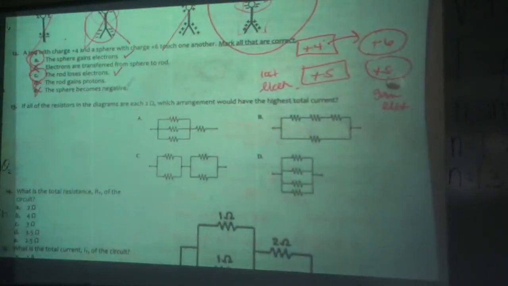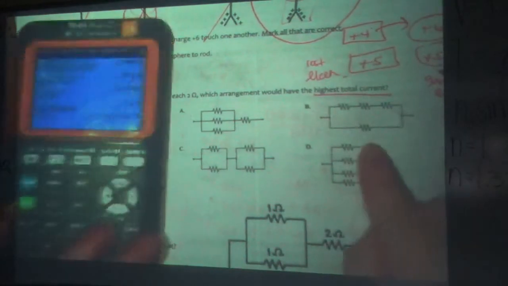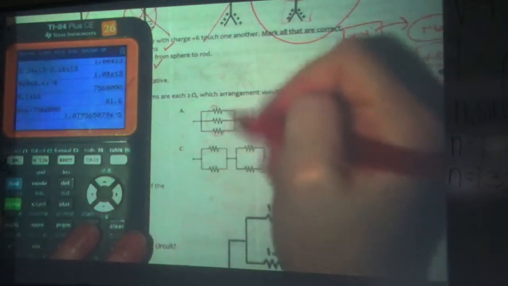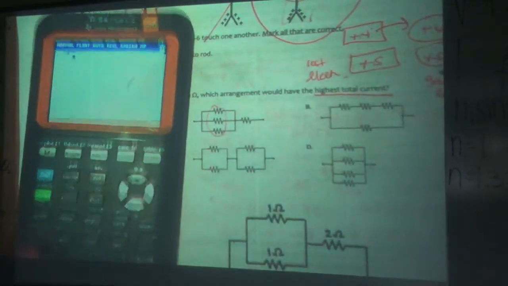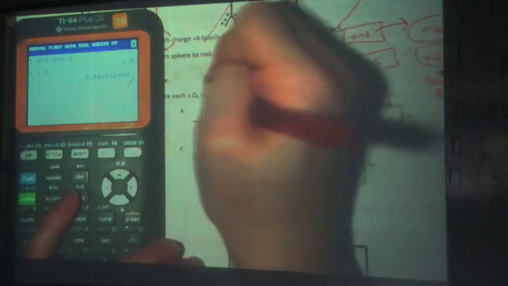All the resistors in this diagram are 2 ohms. Which arrangement would have the highest total current? So let's think, the most current comes from the least resistance. So I want to know which one has the least R total. So let's start with this one, these 3 in parallel. So I would do 1/2 plus 1/2 plus 1/2. Don't forget to do 1 over that. So that gives 0.67 for this guy.